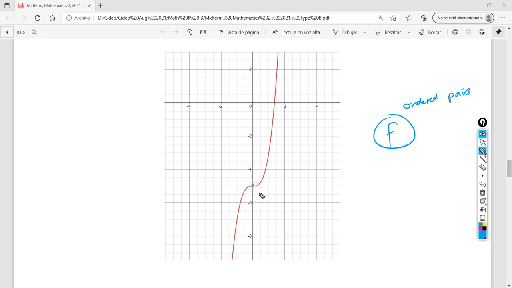That point is 0 comma minus 5. Okay. What other point? Well, I guess this is enough. Let's look at this one right here. This is a very clear point. What point is this? It's minus 1, minus 7.